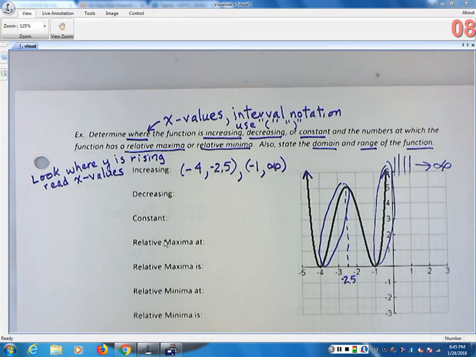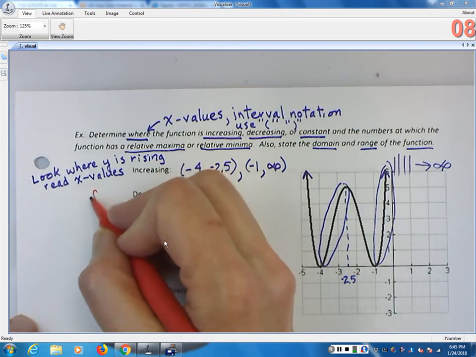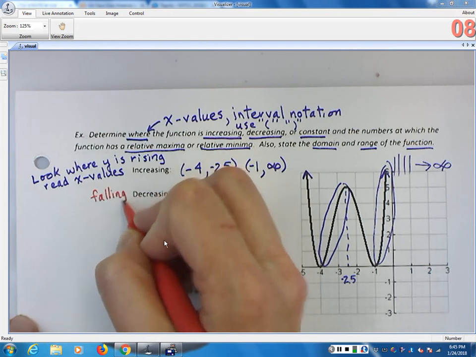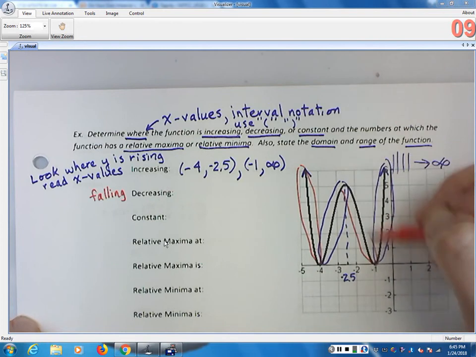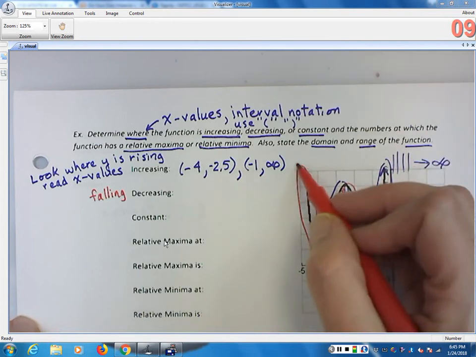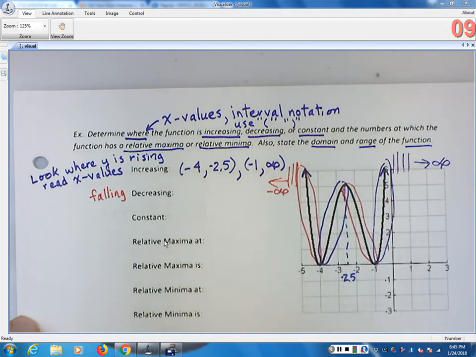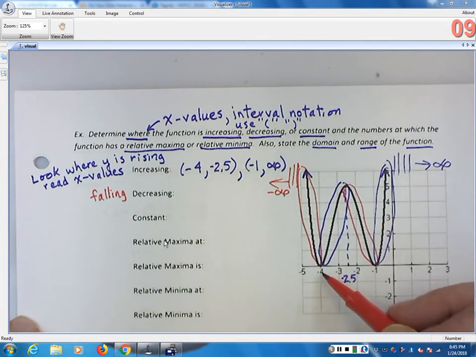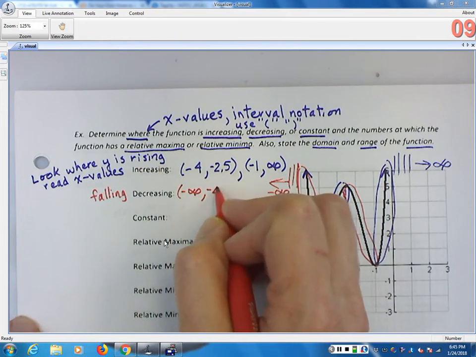Okay, so those are the areas where it's increasing. Where is it decreasing? So you look at where y is falling, where the graph is falling, but you need to read the x values, so it's falling here and here. So this is going up at an angle, but it goes to minus infinity on x. So from minus infinity to -4, it's decreasing.